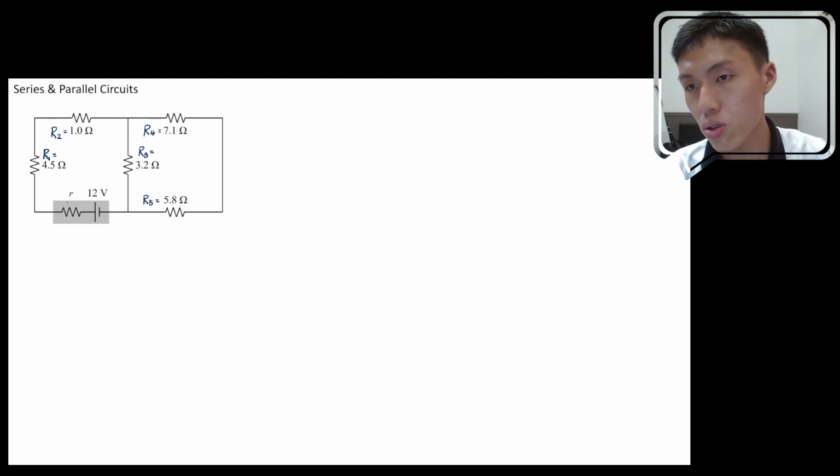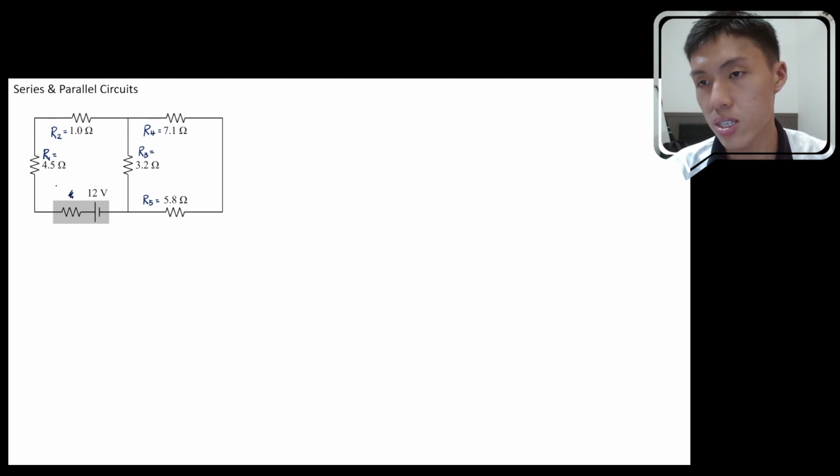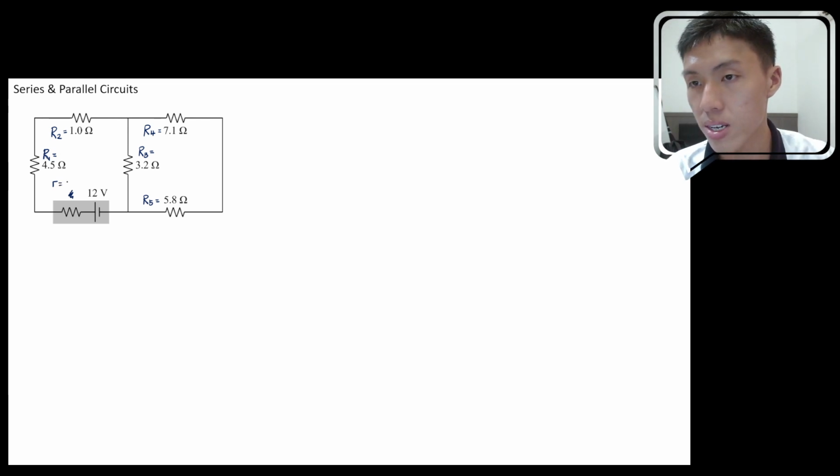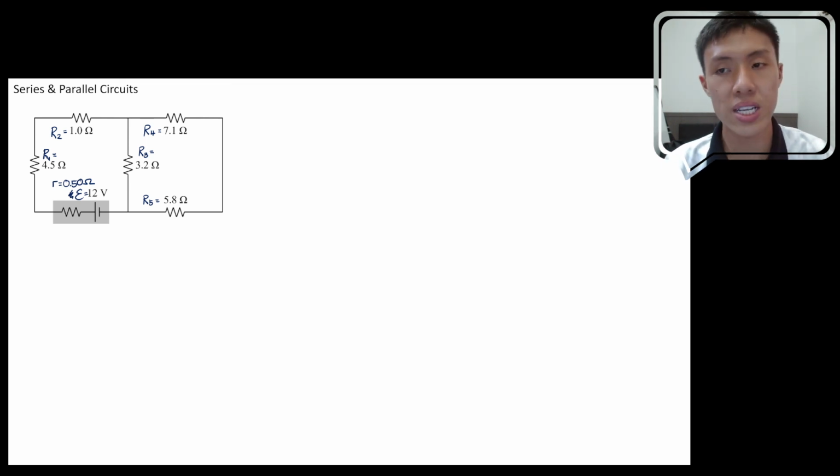Okay, we also have the internal resistance and the value is 0.5 ohm. So let's label it as r equals 0.5 ohm. And since there's only one battery over here, we can just label it as epsilon equals 12 volt. Okay, so now everything is given a unique name. We continue by seeing whether it's necessary for us to rearrange the circuit or not.